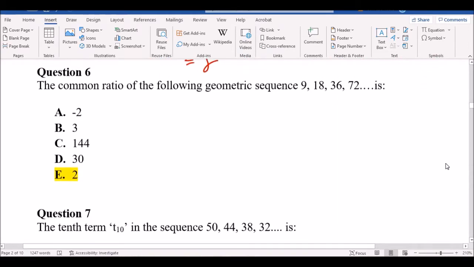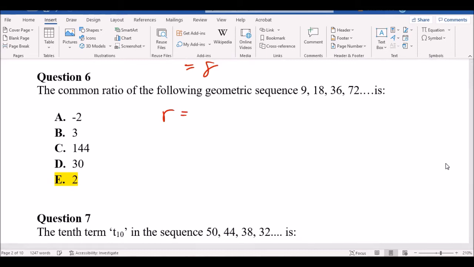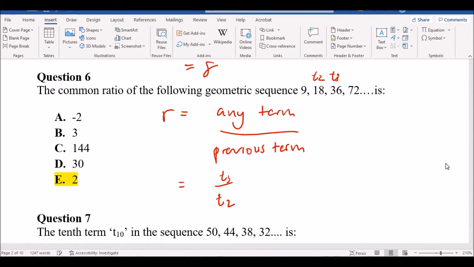Common ratio, okay? So remember, for the ratio R, it's going to be any term divided by the previous term. So in this sequence, we did T4, let's do T3 and T2. So that would be T3 divided by T2, which equals 36 divided by 18, which equals 2. Easy. So it's multiplying by 2 each time.